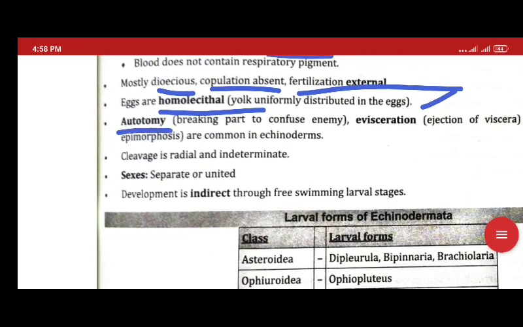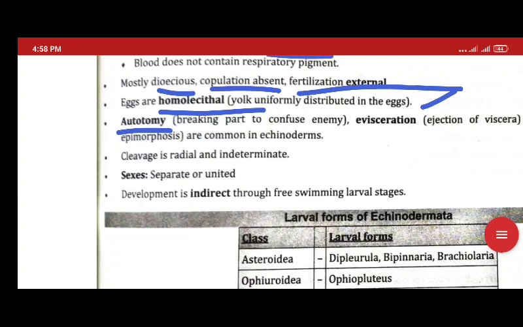Now this is autotomy: if you cut a starfish or an animal of this group, it will automatically regenerate the lost organ.